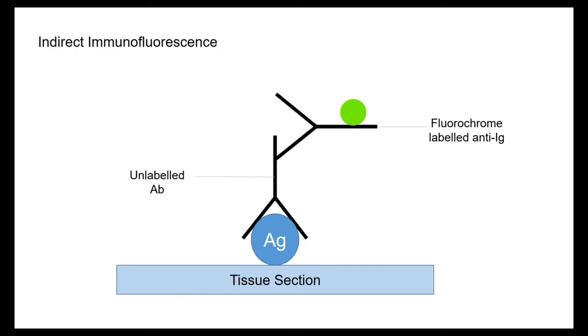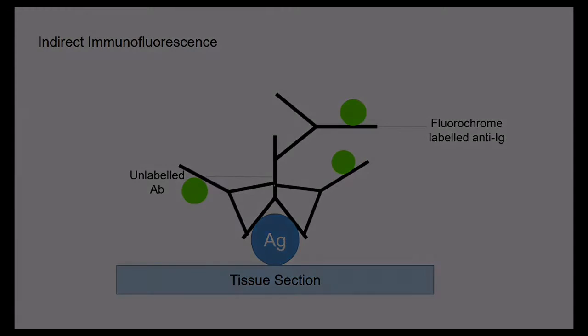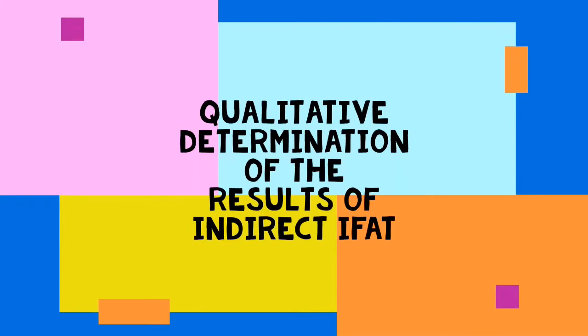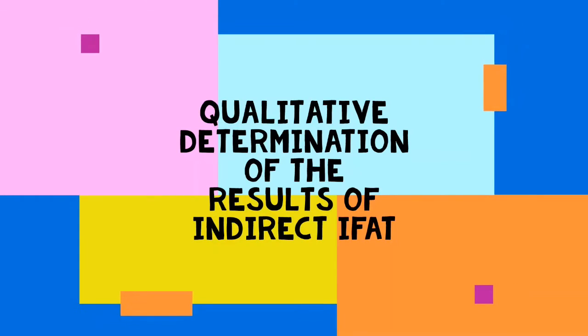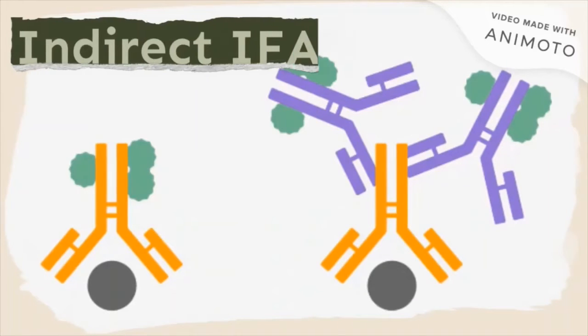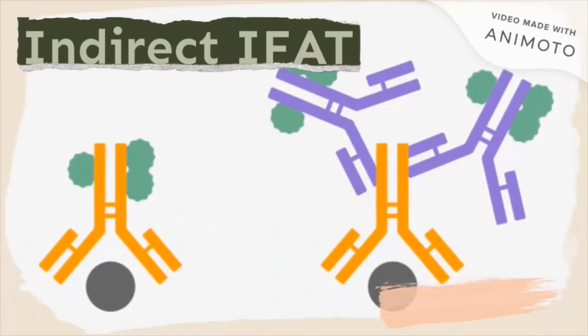The indirect method is actually more sensitive compared to the direct method because more than one fluorescent-containing antibody can bind to the primary antibody. Since the indirect immunofluorescent antibody test is a qualitative test, the results can be obtained by observing the slides under a microscope. Hence, a titer is not required.